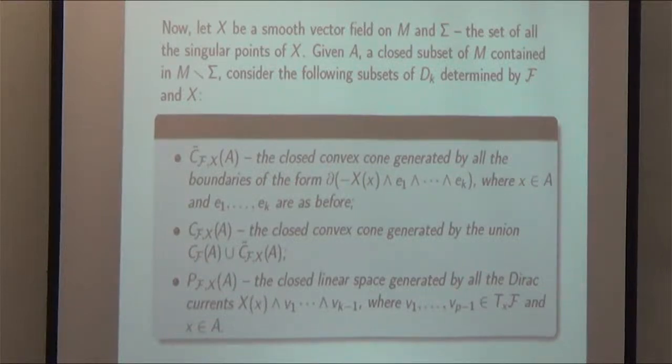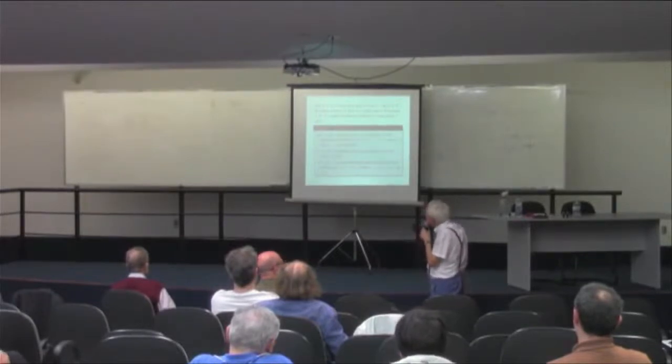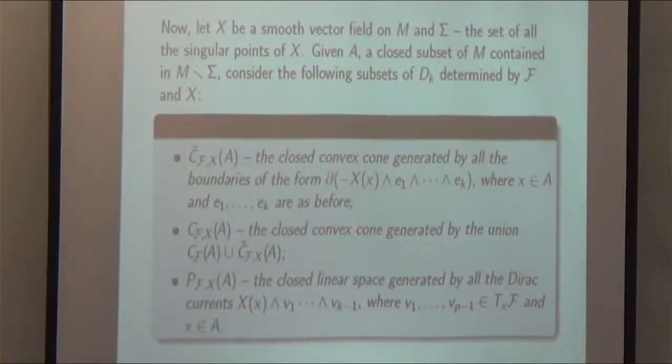One of them is the closed cone generated by all the boundaries of the form, now I used this D instead of D star, but this strange D denotes the same as D star. So we take a positively oriented frame of the tangent space to the foliation, and we take the wedge product with capital X at the same point. Always negative sign, but this is just a matter of convention. Now, so this is one cone.